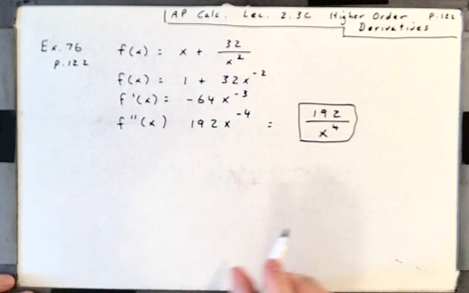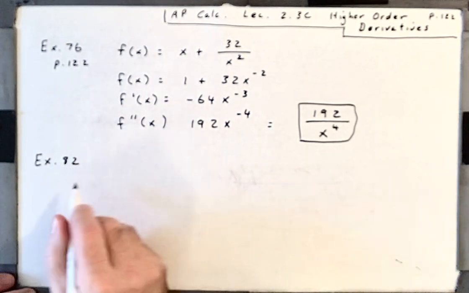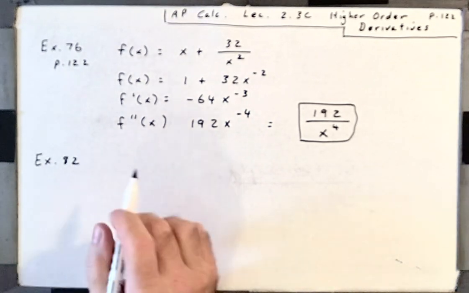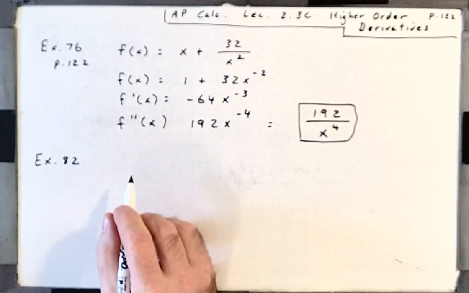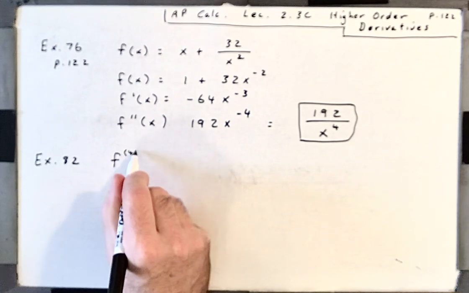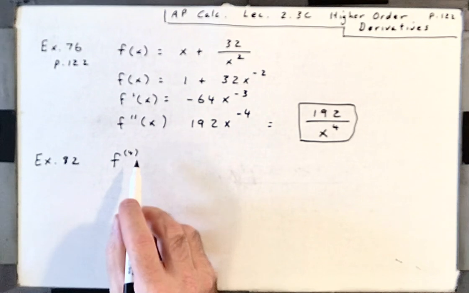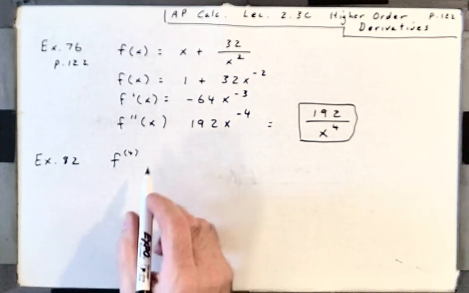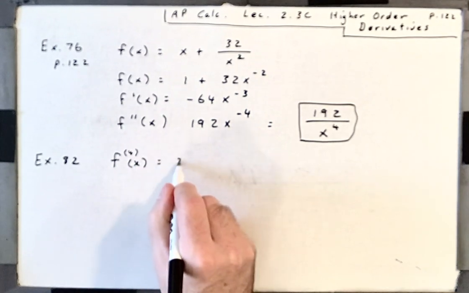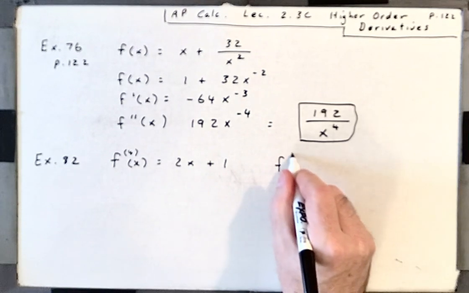Okay, let's do another example. Number 82. So it says find the higher order derivative. It says that the fourth derivative, so I guess after 3 we give up with the little tick marks, but the fourth derivative of x is 2x plus 1. We want to know what is the sixth derivative.